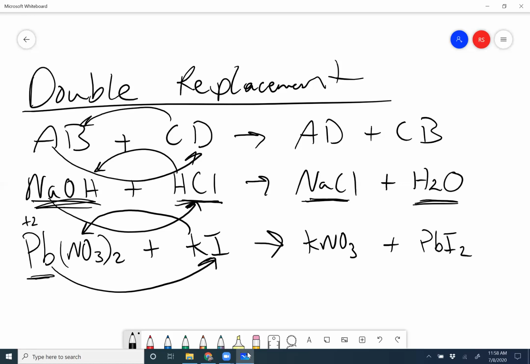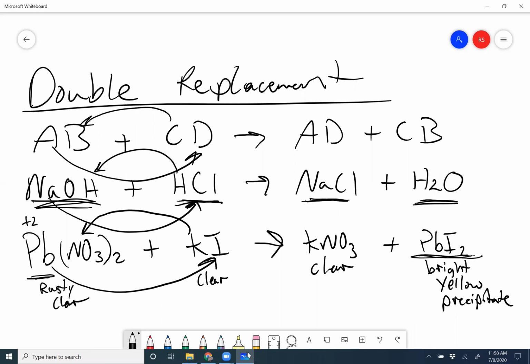Now, the reason why your book says that this reaction is definitely occurring is because this is a kind of rusty, clear liquid, and this is just a clear liquid. Well, this is a clear liquid, but this is a bright yellow precipitate. So when you mix these two together, it looks like you're mixing basically two clear liquids together and you're producing a very, very bright yellow compound. It's very clear that a reaction took place.